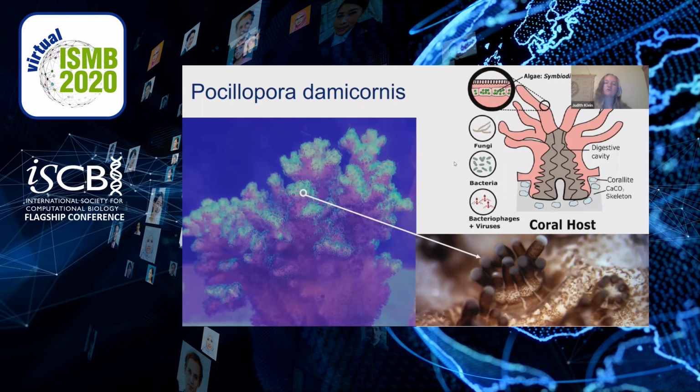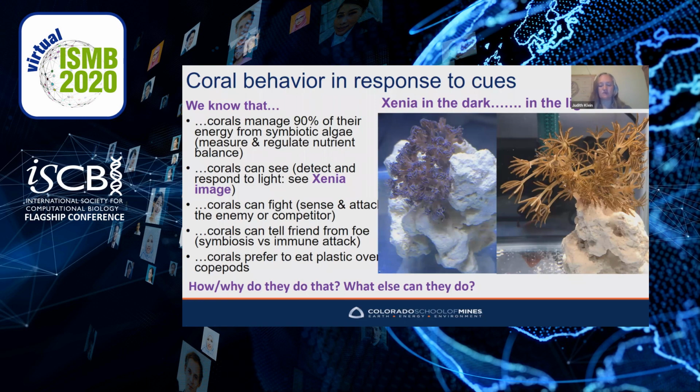So what do we know about coral behavior in response to environmental cues? We know that corals manage 90% of their energy from symbiotic algae, which means they can measure and regulate the nutrient balance. Corals can see, they can detect and respond to light. See, for example, the image here of a xenia coral in the dark, all huddled up, and in the light, all spread out. Corals can fight, they can sense and attack their enemies. Corals can tell friend from foe in symbiosis versus immune attack.